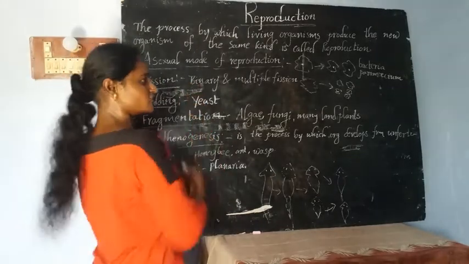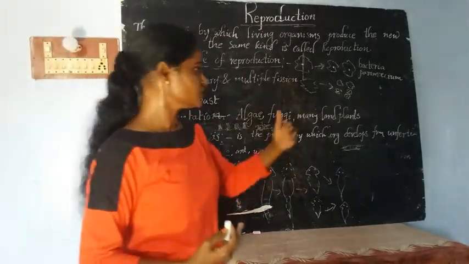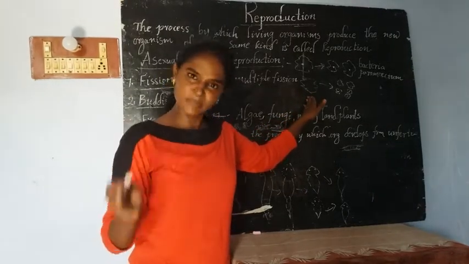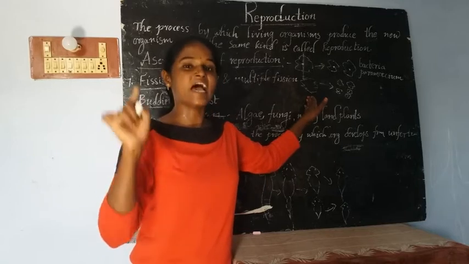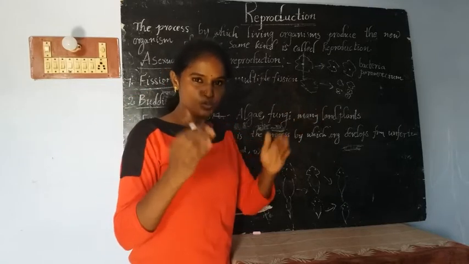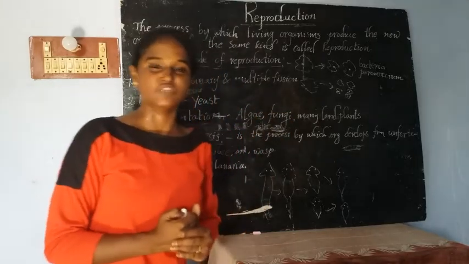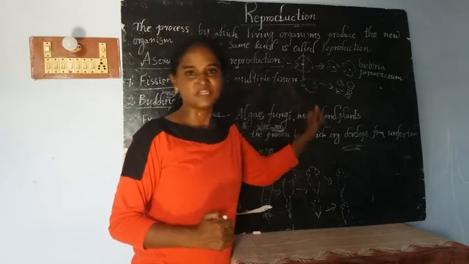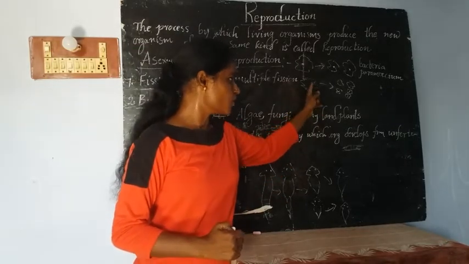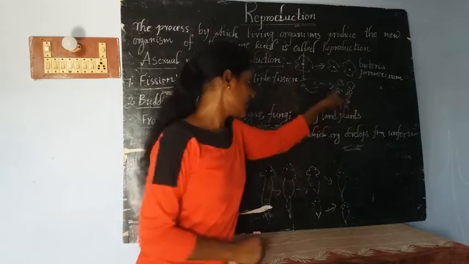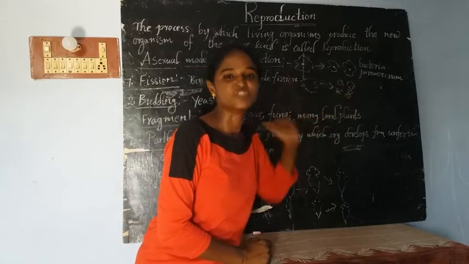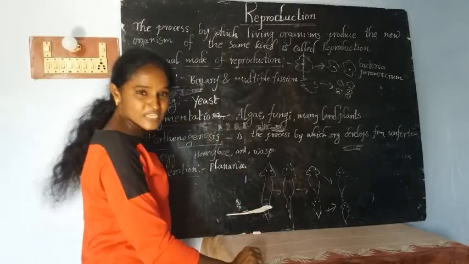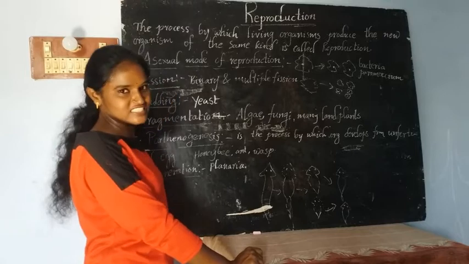Then what is multiple fission? Multiple fission means the body of the organism divides into many pieces, and each piece has the capability to grow into a new individual. That's why we call this kind of fission multiple fission. Amoeba splits its body into many small pieces, and each piece develops into a new individual. The best examples for this are paramecium, amoeba and bacteria.